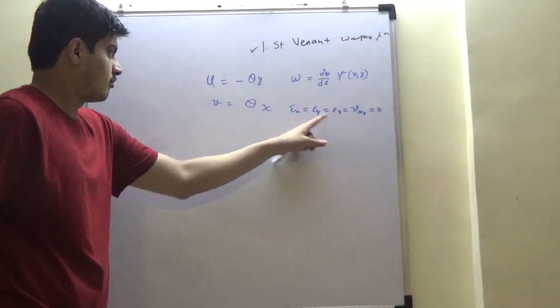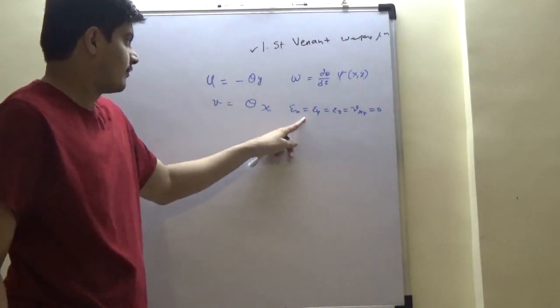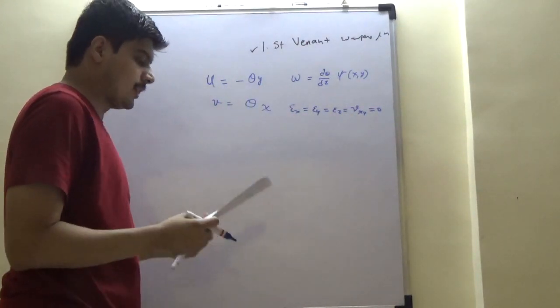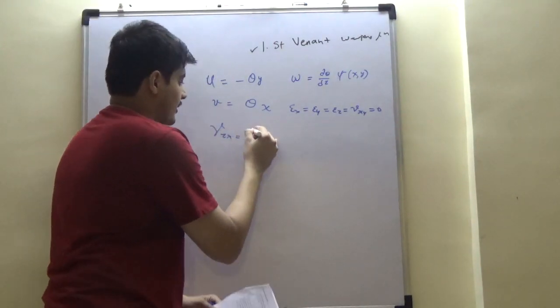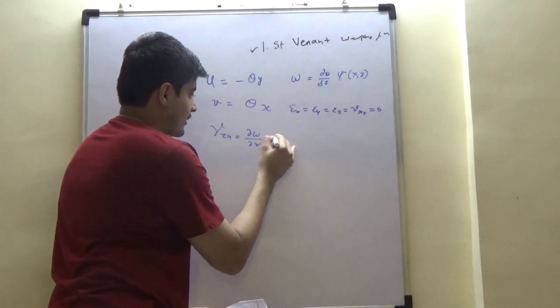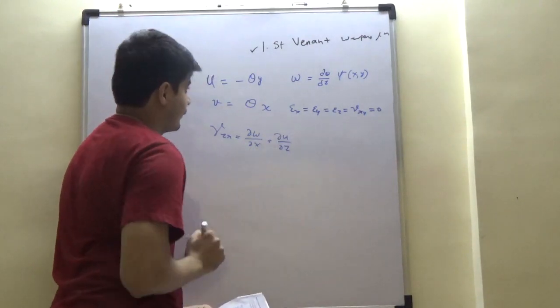This is also known. This automatically gets satisfied, right? Because you don't have to do anything. The formation is such that it is this. Now, gamma zx is del W by del x plus del U by del z, right?